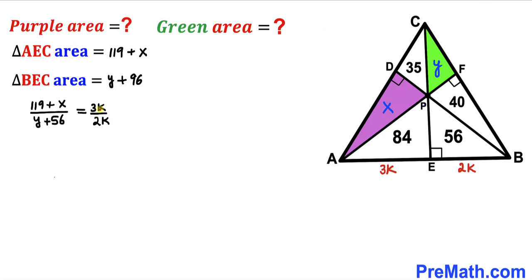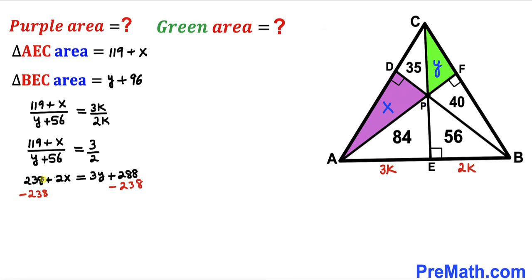And here we can see this k and k cancel each other out, as you can see in this next step. And now we are going to cross multiply. And now I'm going to subtract 238 from both sides. This is gone. So therefore 2x is going to be equal to 3y plus 50.